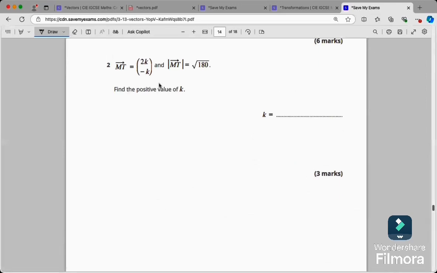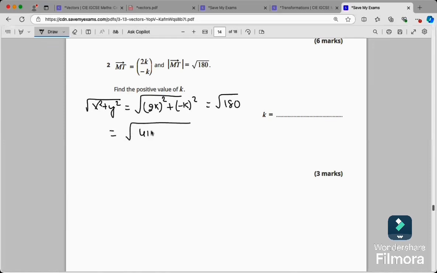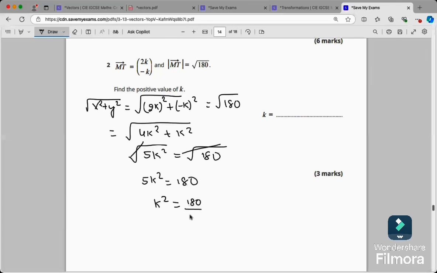Now here, question number 2, as I already told you, this is the magnitude. So the magnitude is given by the formula square root of x square plus y square, where x is given by 2k whole square plus y is given by minus k whole square. In the right hand side, we have root 80, right? Therefore, just simply open the bracket. So it will become 4k square plus k square, which is 5k square within the square root. And also we have root 180, so both sides cancel the square roots. Therefore, 5k square is equal to 180, or k square is equal to 180 over 5.